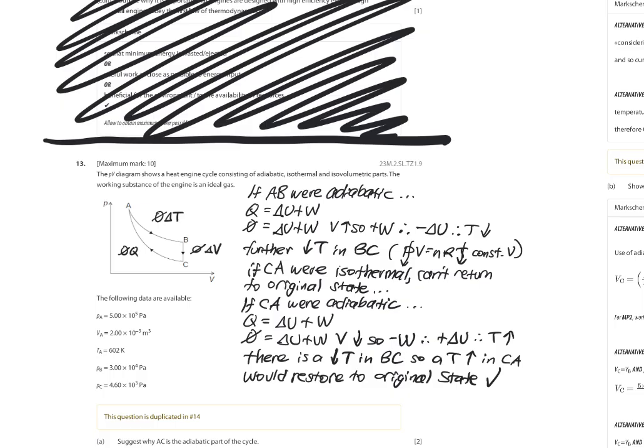And there's a temperature decrease in BC because, again, there's that decrease in pressure at a constant volume. So if AB were the isotherm, constant temperature, BC has the temperature drop, and then CA has the temperature gain, then we can bring the temperature back to its original state, and we are good to go. So that's why CA has to be the adiabatic curve and not AB.